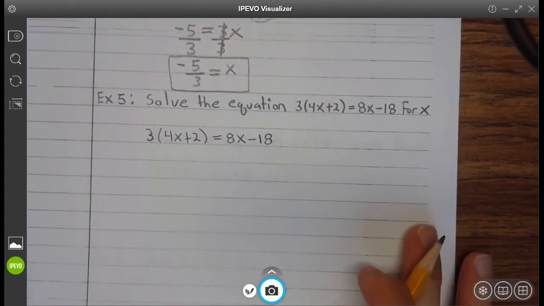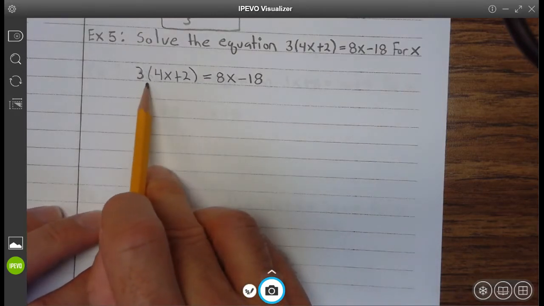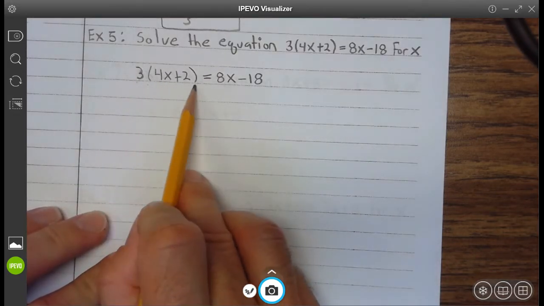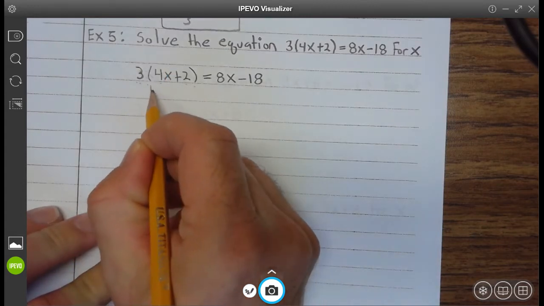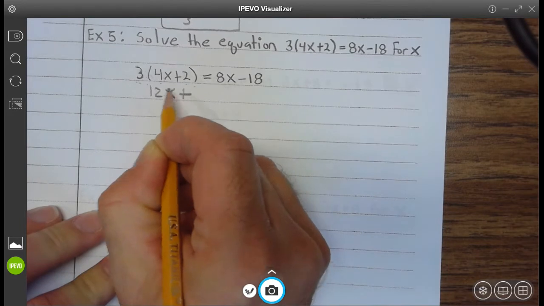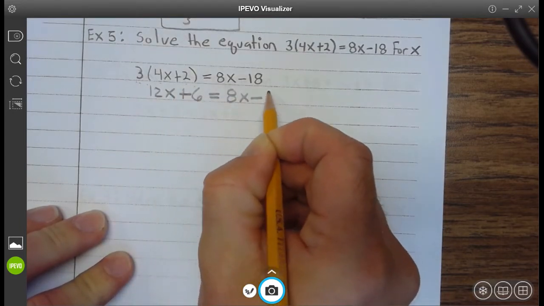All right, let's take a look at example 5. Solve the equation 3 times 4x plus 2 equals 8x minus 18 for x. So whenever there's parentheses, you take the number outside and distribute. So we're going to multiply 4x and 2 by 3. So 3 times 4x is 12x plus 3 times 2 is 6 equals 8x minus 18.